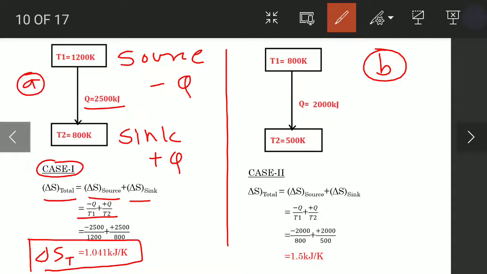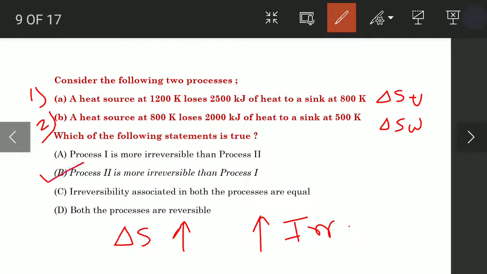Similarly, we can calculate for case 2 the total change in entropy with the same formula. The total change in entropy is the change in entropy of the source plus the change in entropy of the sink. Substituting the values, we get the change in entropy as 1.5 kilojoule per Kelvin, which is greater than case 1. So case 2 is more irreversible than case 1, because the change in entropy in process 2 is more as compared to process 1. So option B is correct.